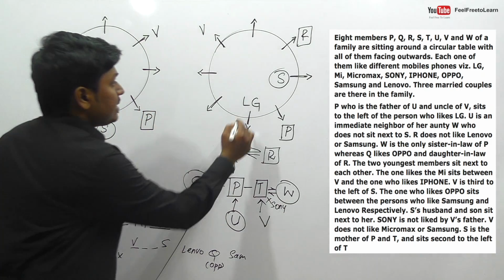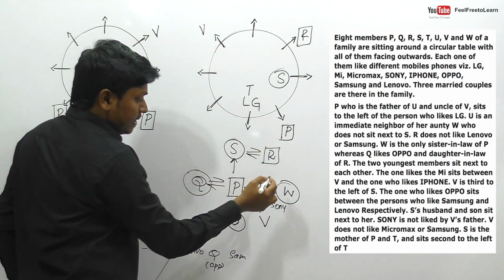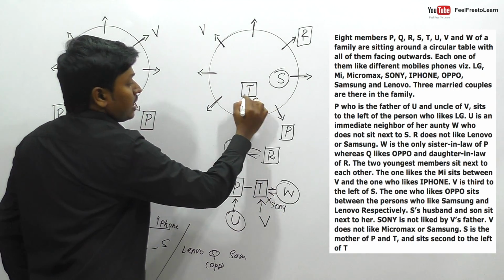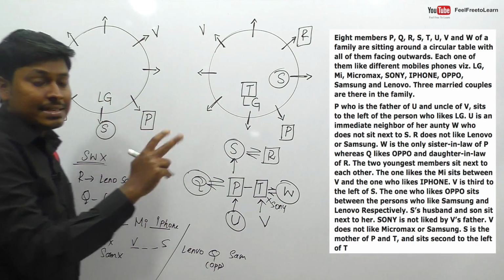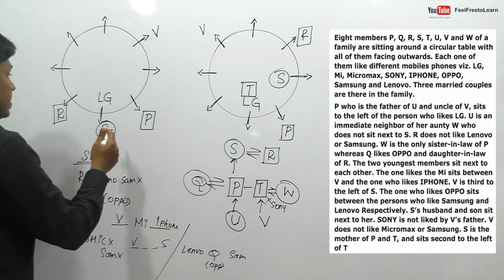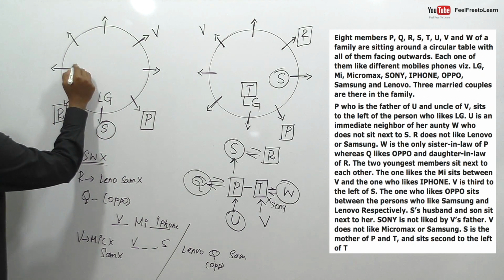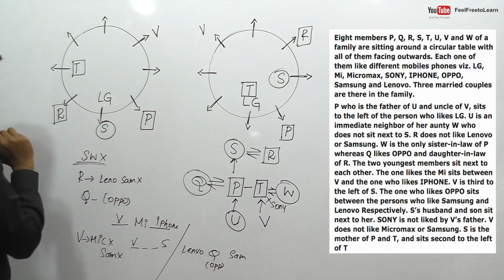So we can definitely say that in this condition T should be placed here, and T is a male person, right? According to the last point, T left hand side at a second place, S is sitting. So similarly in this case I should place T here. So T left hand side, S is sitting.